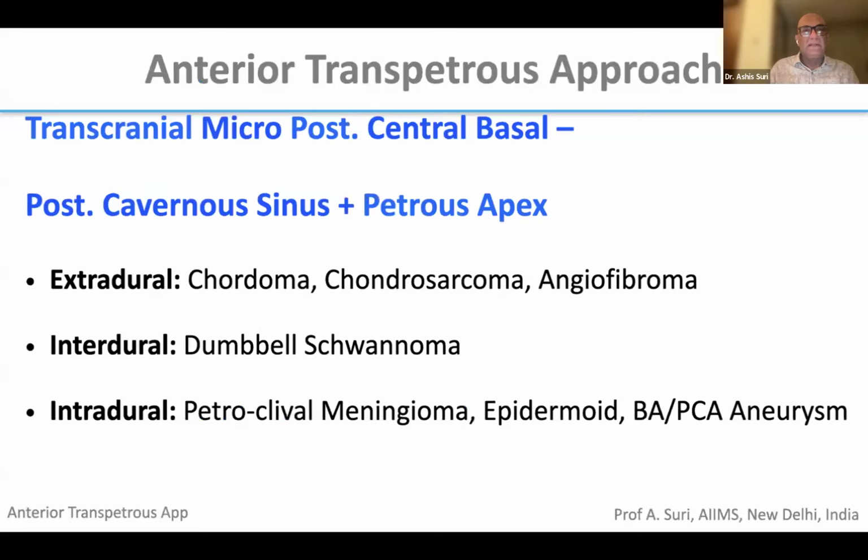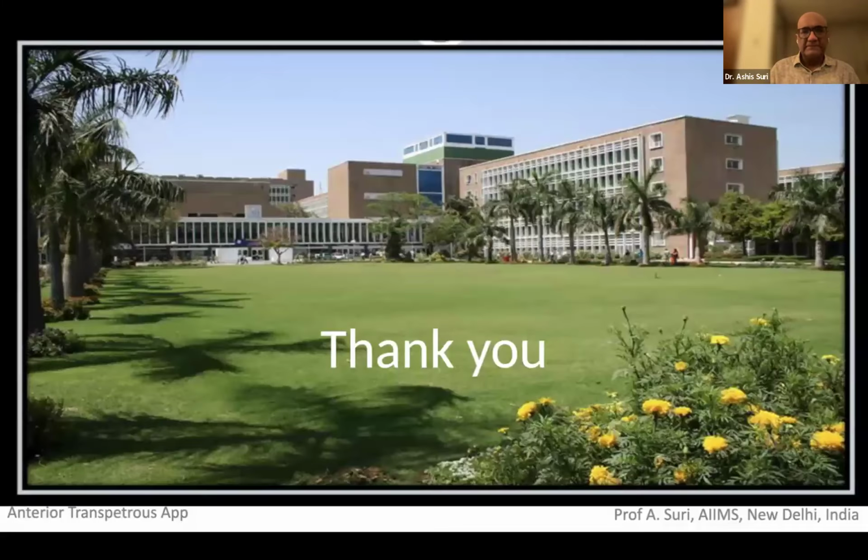Arachnoid dissection, high-speed drilling. Found that anterior petrosectomy extra-dural, which has a posterior cavernous sinus exposure along with petrous apex, gives a very big spectrum. Like I already showed, extra-dural lesions: chordomas, chondrosarcomas, angiofibromas. Intra-dural, like schwannomas, petroclival meningiomas, epidermoids, basilar aneurysms, and craniopharyngiomas. Thank you.